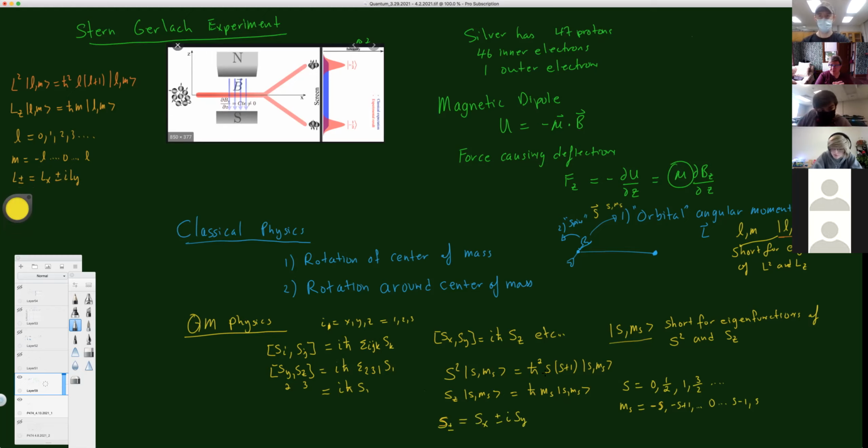Okay, now here's the difference. Here's one of the differences, and that is that every elementary particle has a specific and unchangeable value of little s.